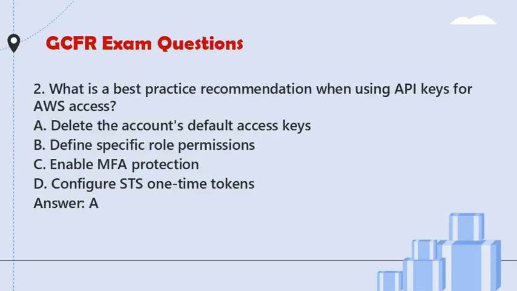2. What is a best practice recommendation when using API keys for AWS access? A. Delete the account's default access keys. B. Define specific role permissions. C. Enable MFA protection. D. Configure STS one-time tokens. Answer: A.